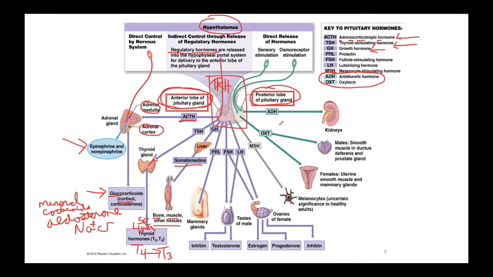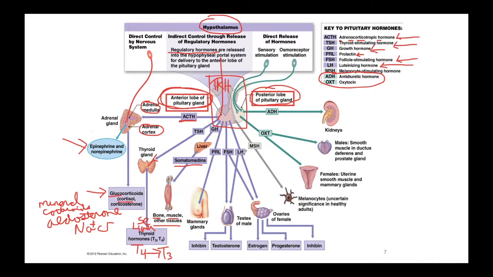The pituitary can push out PRL. PRL is prolactin. When we look at the word prolactin, it looks like prolactation. So PRL, prolactin, goes to the mammary glands to help with milk production. Now we have FSH and LH. We can see FSH is follicle stimulating hormone, and LH is luteinizing hormone.